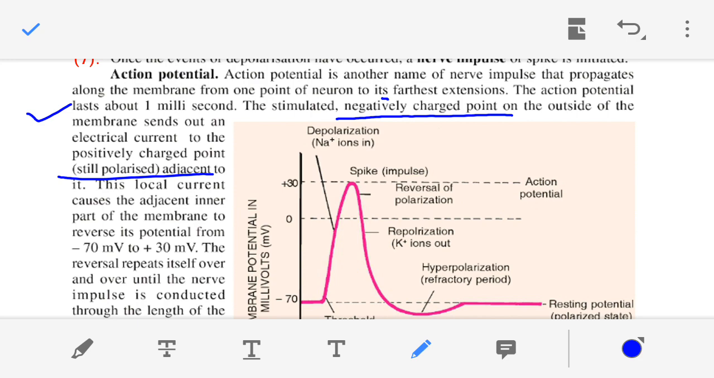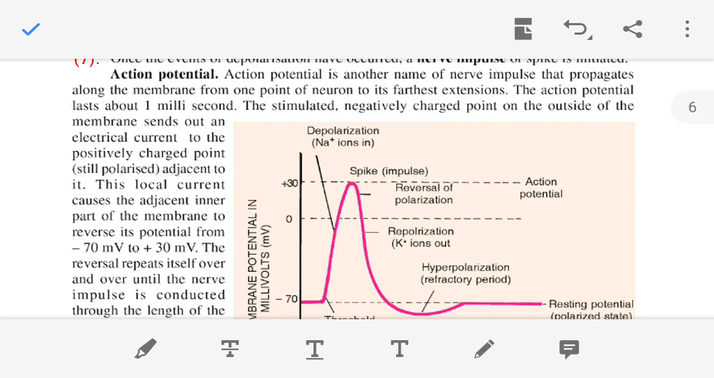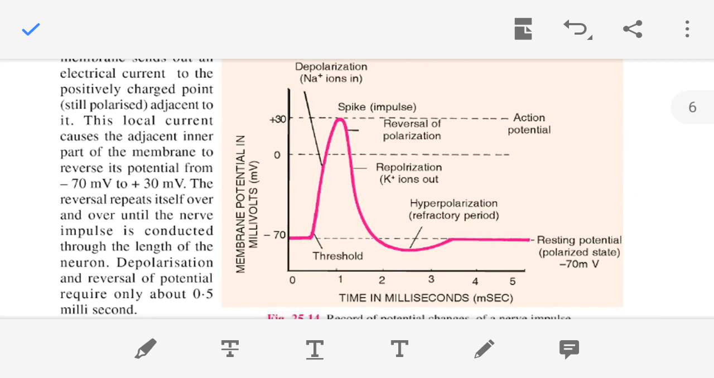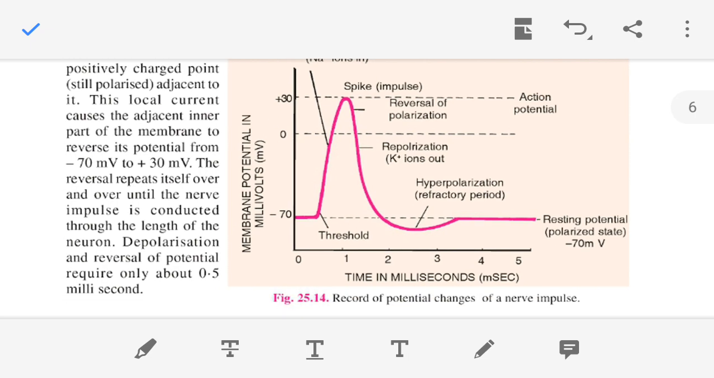So now this depolarized adjacent portion is going to depolarize the neighboring adjacent portion. Now this depolarized region is again going to depolarize the adjacent region. So this way the entire depolarization wave is propagating along the entire length of the neuron.